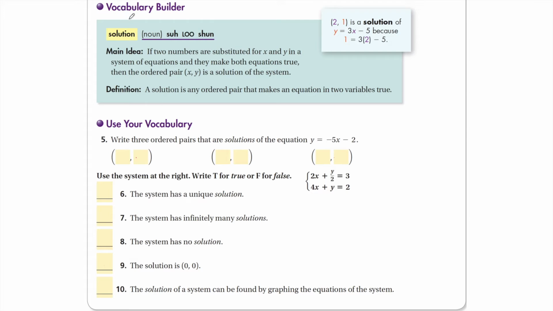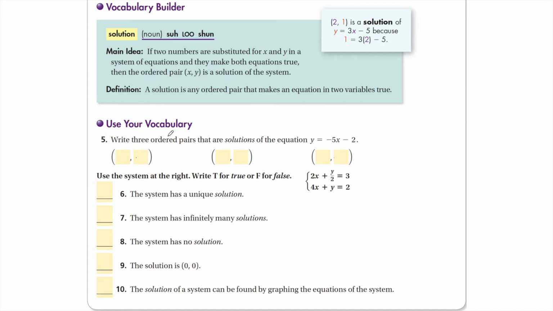So paying attention to the vocab today, we're going to be talking about solution. If two numbers are substituted for x and y in a system of equations, and they both make the equations true, then the ordered pair xy is the solution to the system. So a solution is any ordered pair that makes an equation in two variables true.